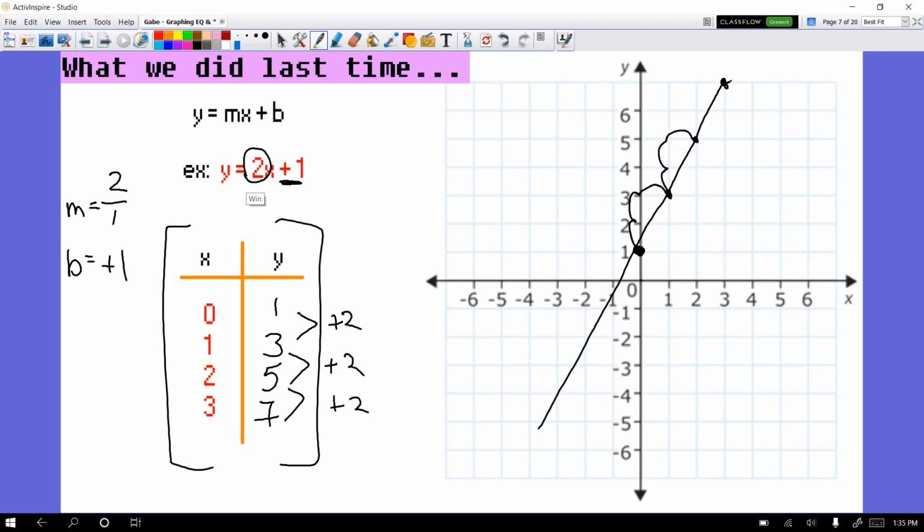2 times 0 is 0 plus 1 is 1. Check. 2 times 1 is 2 plus 1 is 3. Check. Okay. This makes sure that everything you're doing is 100% accurate.